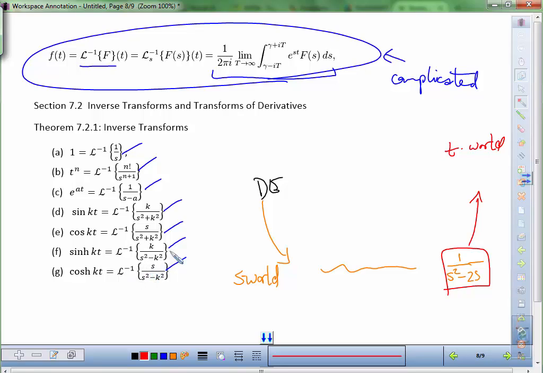Oh, I don't have a K on top. That's an easy fix, actually. I was thinking of something more complicated. But you've got 2S on the bottom, not K. Oh, okay, good. This is what I wanted.